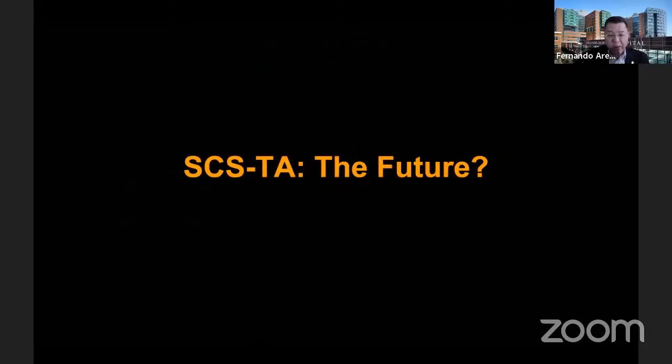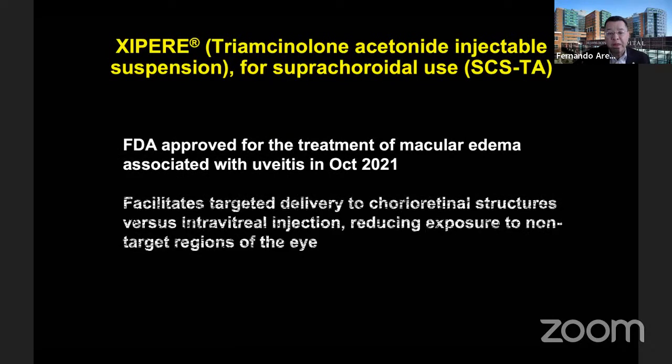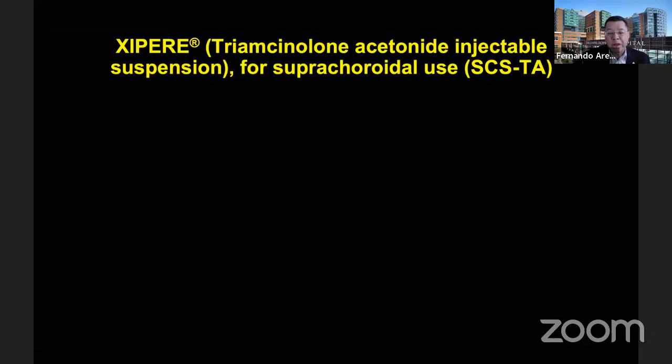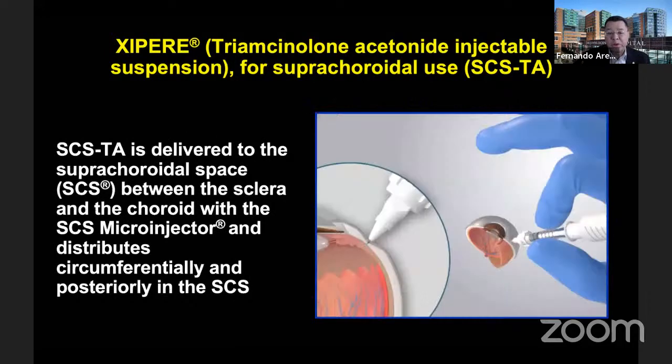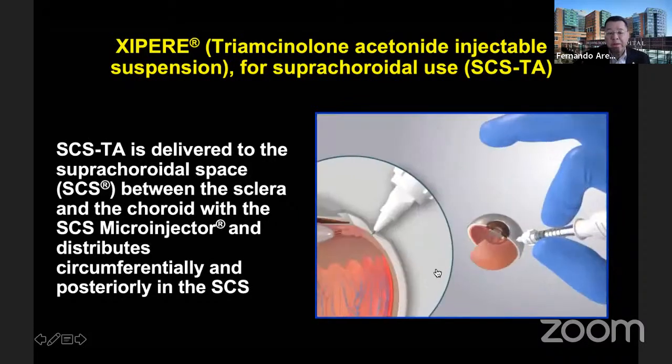And finally, in probably a couple of minutes, I'd like to mention the suprachoroidal space with injections of triamcinolone. Is that the future? This was recently approved as Xipere. More than 1,200 suprachoroidal injections have been given in different clinical trials. And I wanted to show you this animation that shows the way the injection is given and how it is distributed circumferentially and posteriorly in the suprachoroidal space.